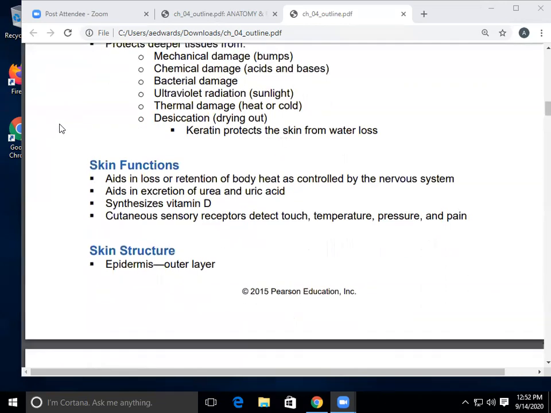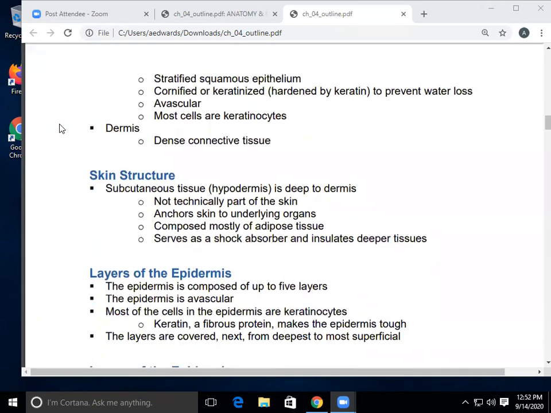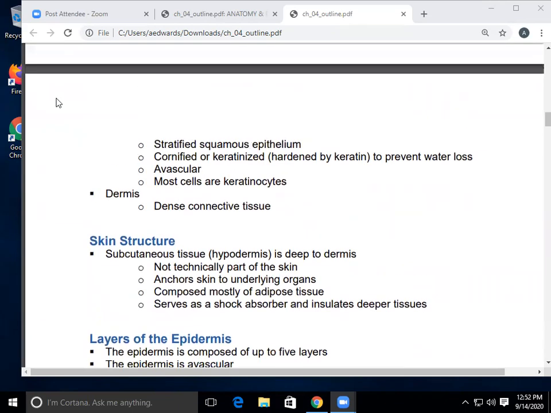So what's the structure of your skin? You have an outer layer called the epidermis and an inner layer called the dermis. And we learned a little bit about this in lab this morning, or you will this afternoon. So the tissue underneath, well, that's it. Before we get there, we'll go over the epidermis.